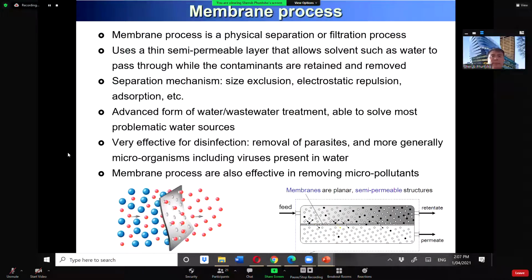So, membrane process. Nowadays, membrane process has become one of the most widely used processes for various kinds of treatment processes.